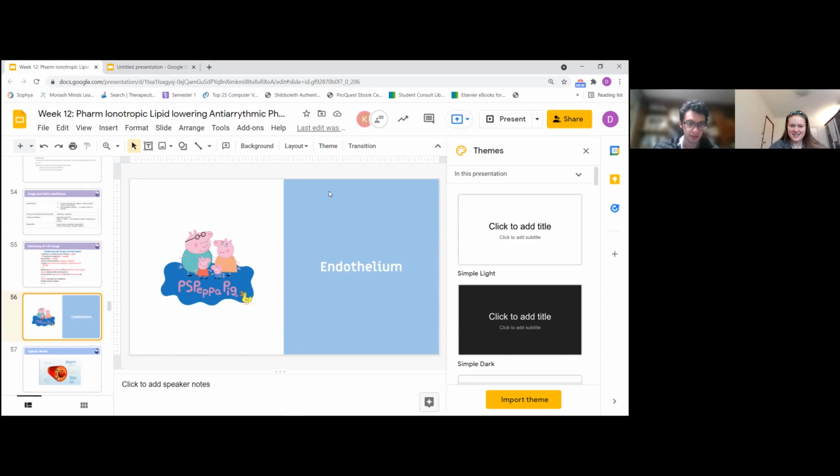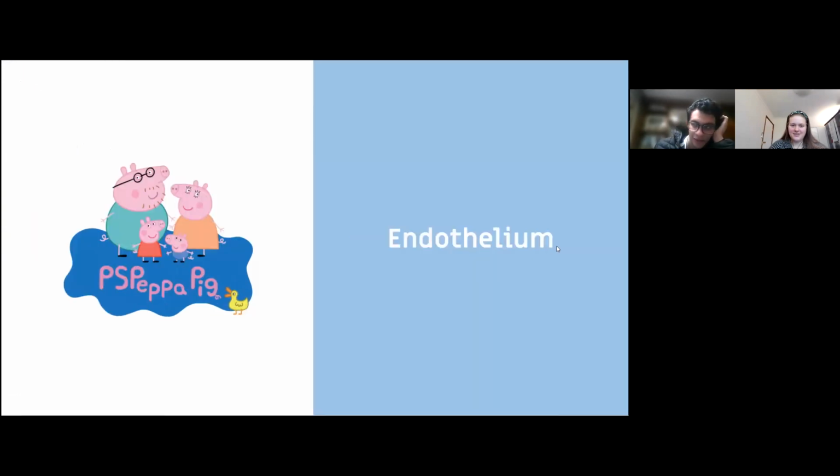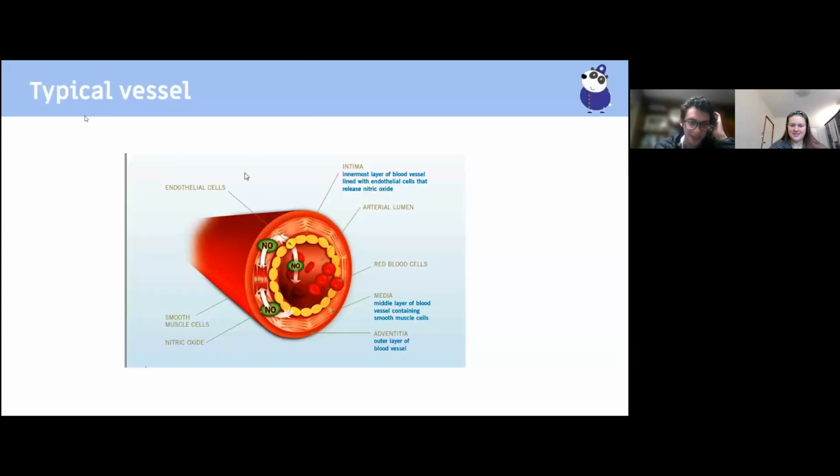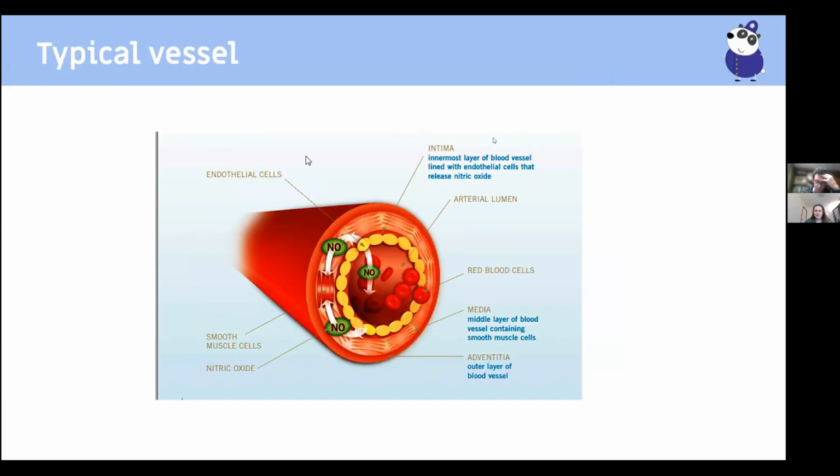I'm going to go through the endothelium quite quickly because it is so low yield. It is almost scary. So endothelium is actually not that low yield. You should know it, but I can do it quickly. This is what a vessel looks like. You have endothelial cells between the lumen of the vessel, which is where the blood is flowing, and the actual structure of the vessel itself. You have smooth muscle beneath this endothelial layer, which is part of the intima layer of the artery.